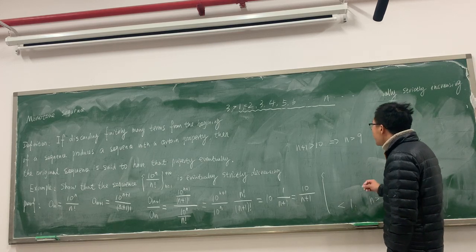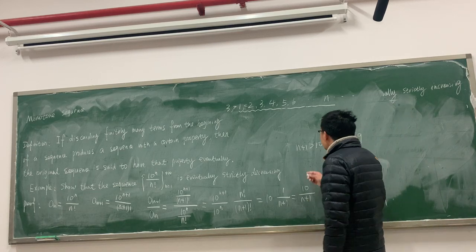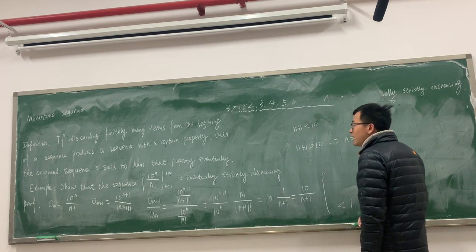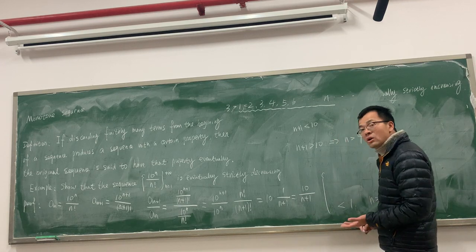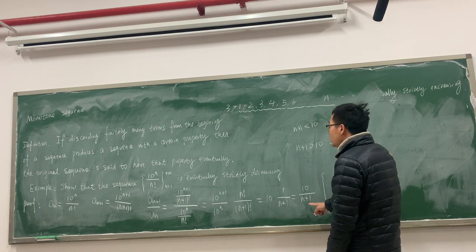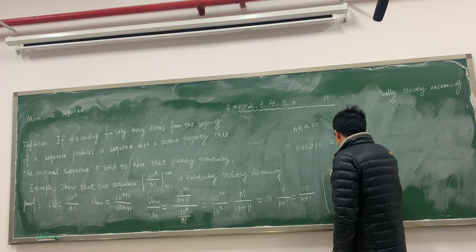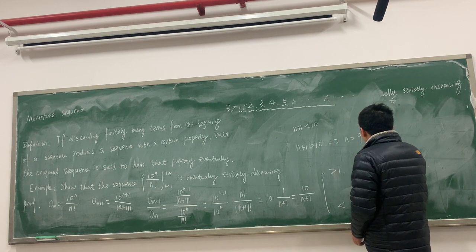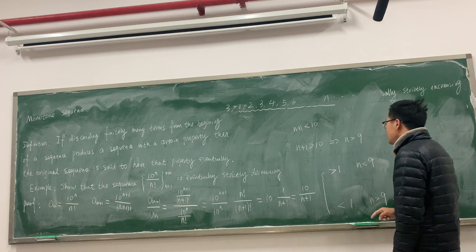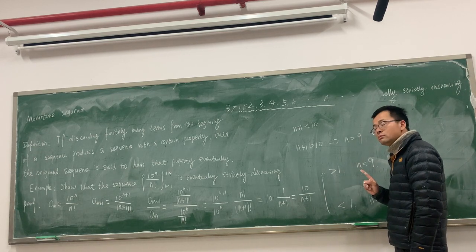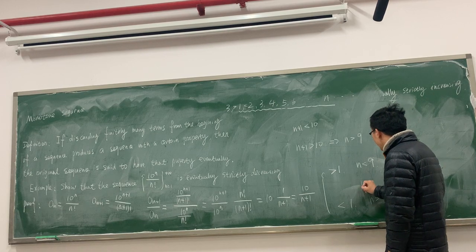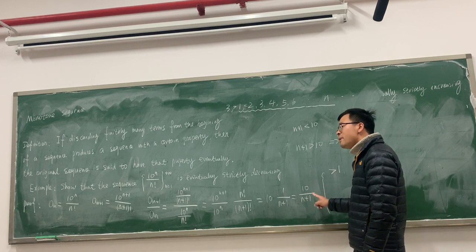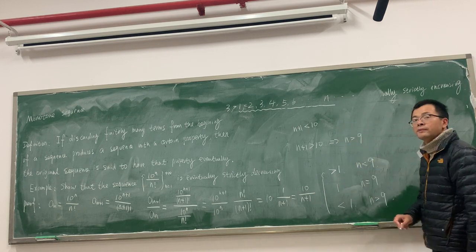And when n plus 1 is less than 10, this should be greater than 1. So here it means when n is less than 9, this number will be greater than 1. When n is equal to 9, here is 9 plus 1, 10 by 10. So this is 1.